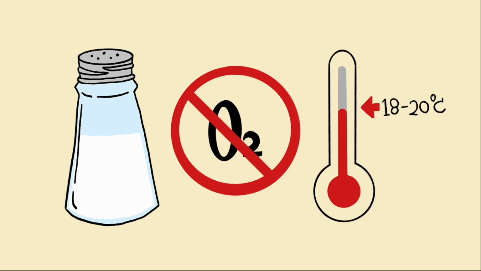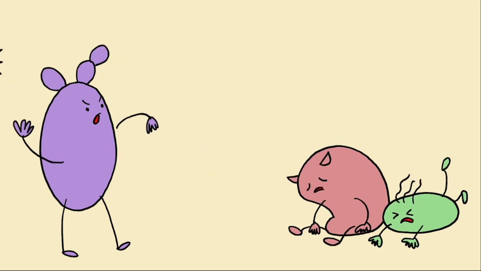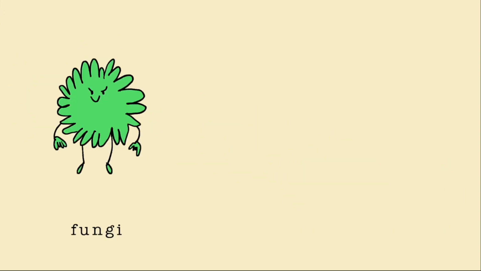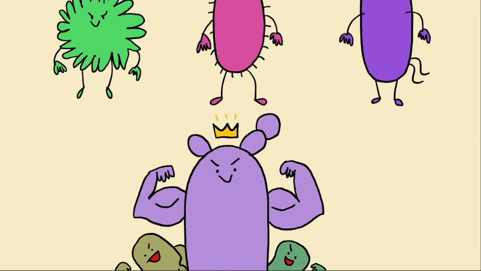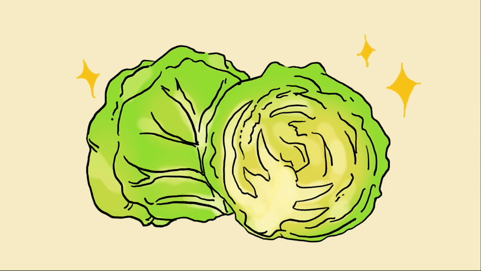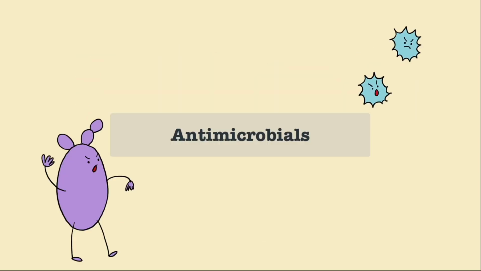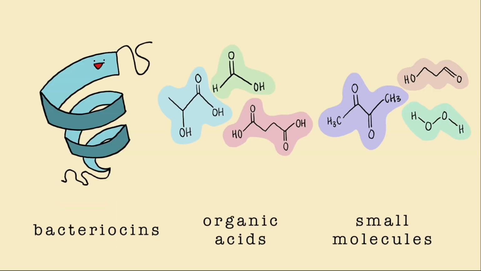to 20 degrees Celsius. Lactic acid bacteria also produce antimicrobial metabolites which stop the growth of pathogenic and spoilage microorganisms, specifically fungi and several gram-negative and gram-positive bacteria. These mechanisms help lactic acid bacteria to outgrow the other microorganisms and help preserve the cabbage. The antimicrobials produced by lactic acid bacteria can be divided into 3 categories: bacteriocins, organic acids, and other small molecules.